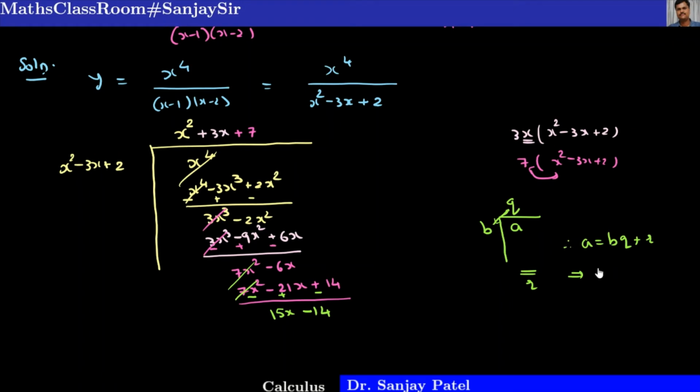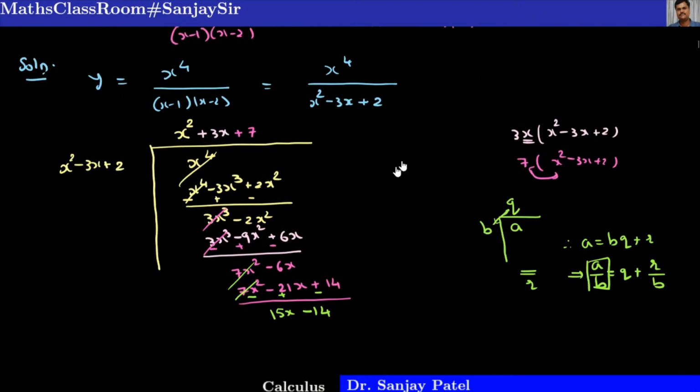So this I can write as a upon b, because the divisor b with which we are dividing can never be 0. So a upon b is equal to q plus r upon b. This suggests any expression of the form something upon something you can write as the quotient plus remainder upon the divisor. So this x to the 4 upon x square minus 3x plus 2 we can write as follows.